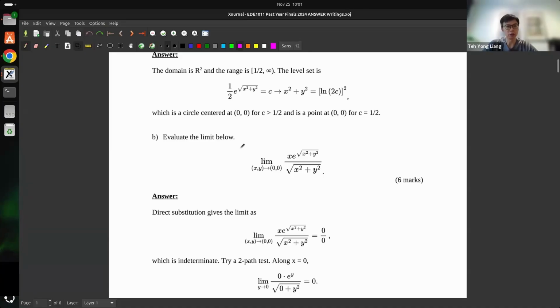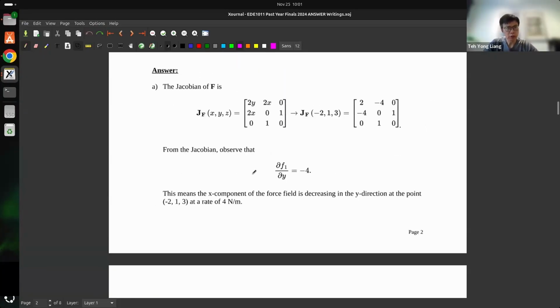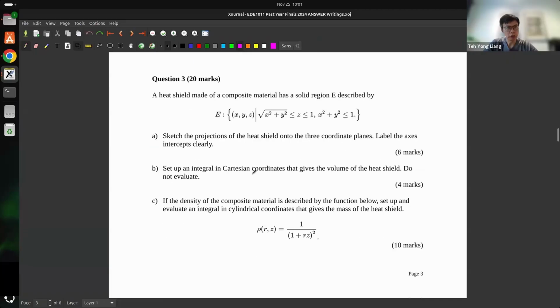As I mentioned, I'll be doing a recording on surface integrals such that you can review on your own time after the exam, so as to get ready for your electromagnetics, electricity and magnetism module next trimester. So let's quickly go through question 3 here.